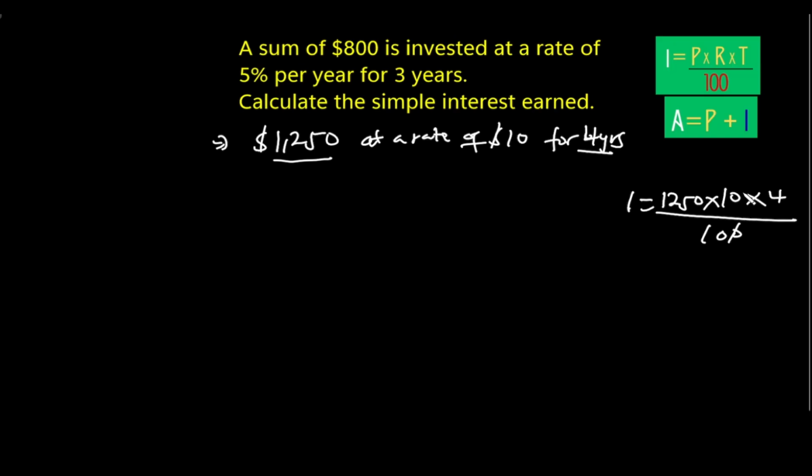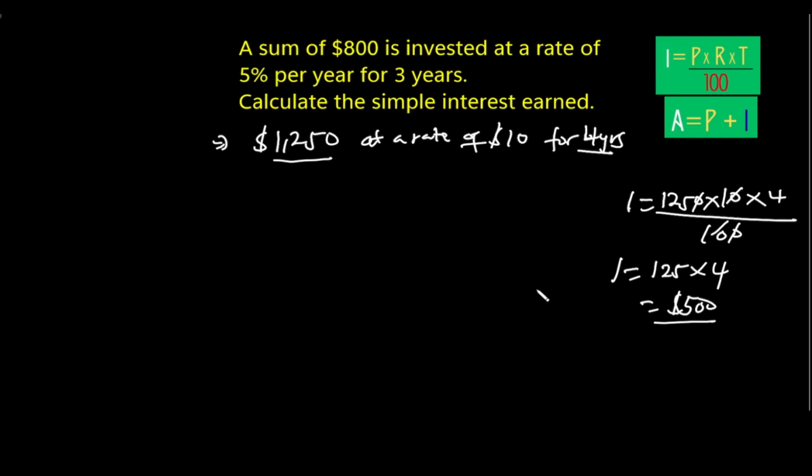Now this zero cancels this zero, and this zero also cancels this zero. Now we have 125 times 4. So 125 times 4 is $500. So using this formula, you have the interest for the 4 years.